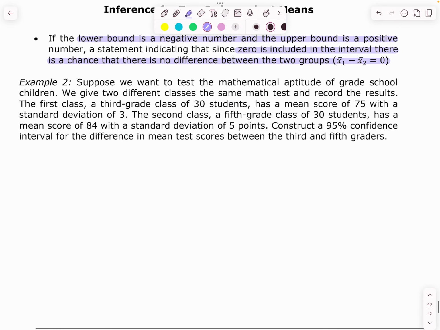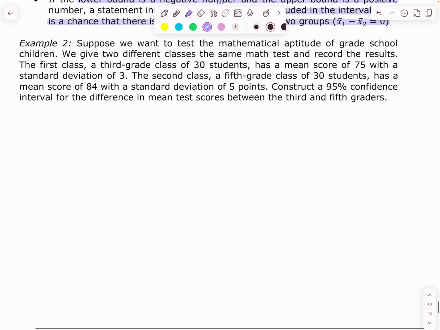So let's take a look at an example. Suppose we want to test the mathematical aptitude of grade school children. We give two different classes the same math test and record the results. The first class, a third grade class of 30 students, has a mean score of 75 with a standard deviation of 3. The second class, a fifth grade class of 30 students, has a mean score of 84 with a standard deviation of 5 points. Construct a 95% confidence interval for the difference in mean test scores between the third and fifth graders.